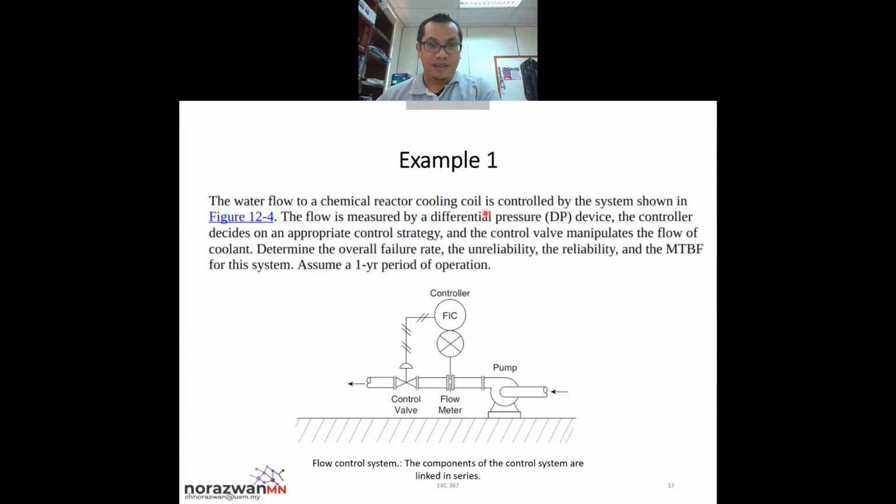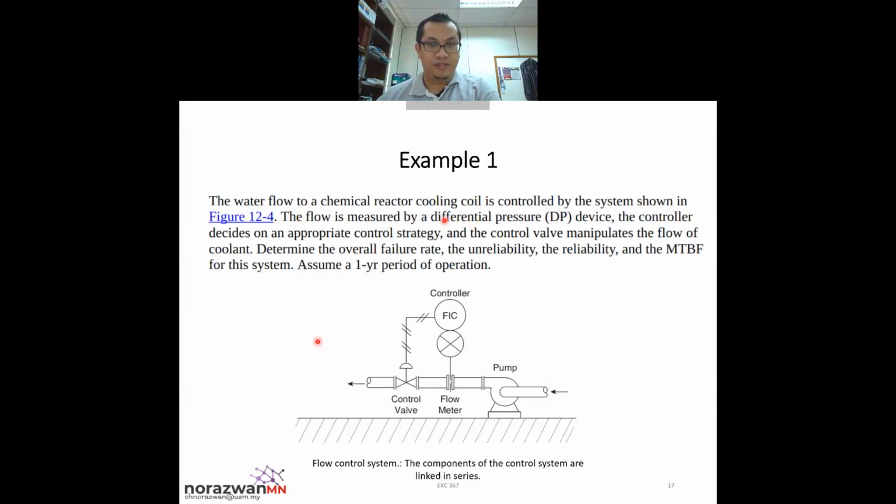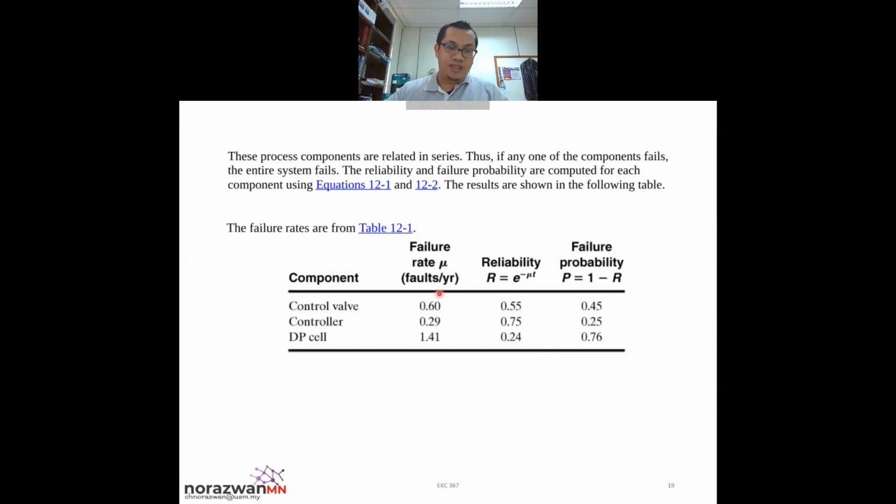Remember, the DP cell is the differential pressure device, so it belongs to pressure measurement. So for pressure measurement, the mu is 1.41. So you have your mu. When you have your mu, you can calculate your R because you have your time, based on 1 year. So 0.55, 0.75, and also 0.24.